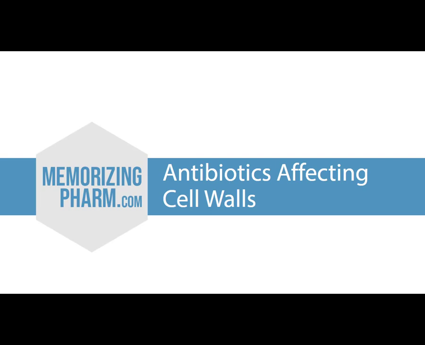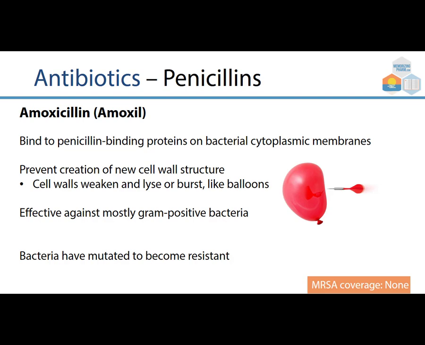Antibiotics affecting the cell walls. So amoxicillin is our first example. It binds to the penicillin binding protein on the bacterial cytoplasmic membrane. What's that mean in plain English? There's a protein on the bacteria that this binds to, and it keeps it from creating a new cell wall. So the cells, if they can't create these cell walls, then they weaken or they lyse or burst, just like balloons. And these are most effective against gram-positive bacteria. So again, if it's gram-positive, that means that it doesn't have that extra layer.